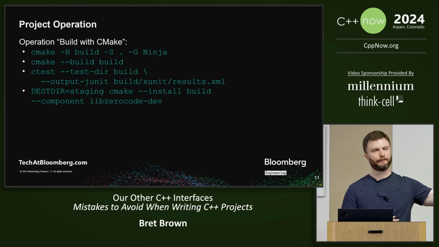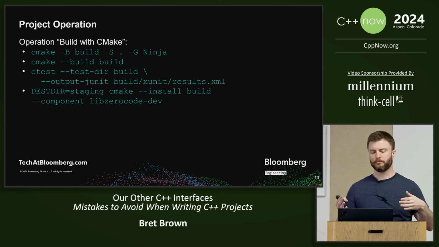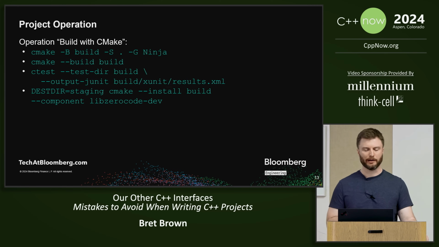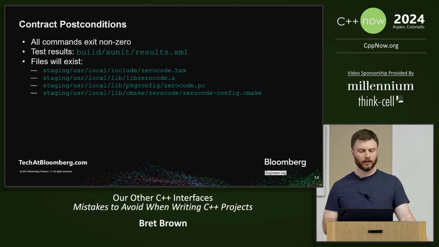And then there's a component field, which is a way to say what you want to install to CMake. If you leave that off, it'll just install everything, which might work for your project, but it can be kind of messy. So I like to use it.